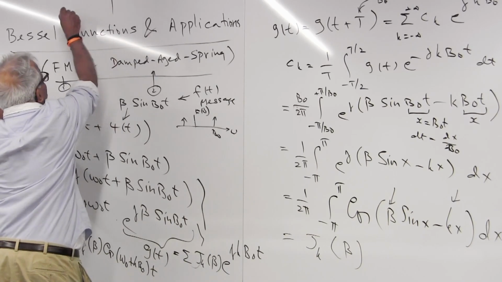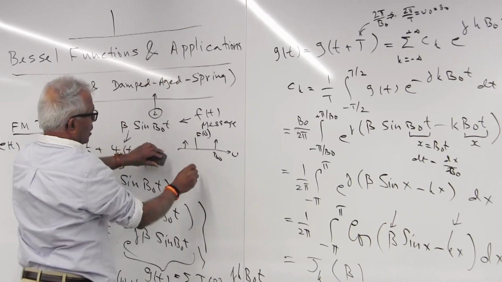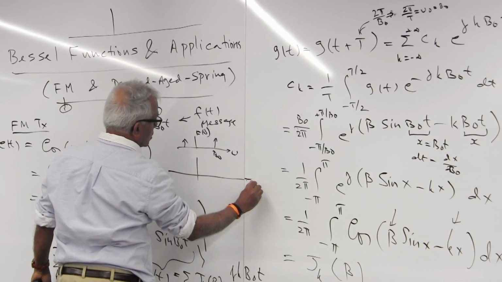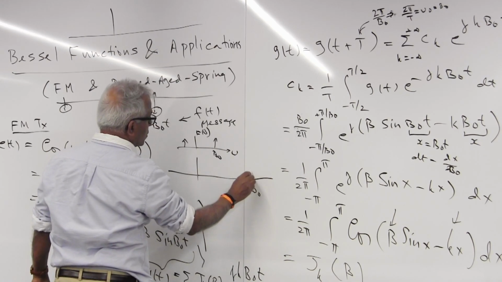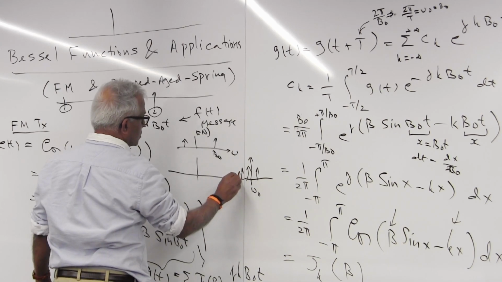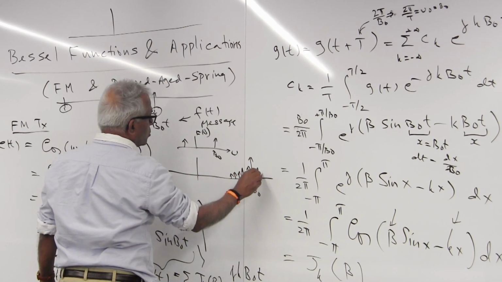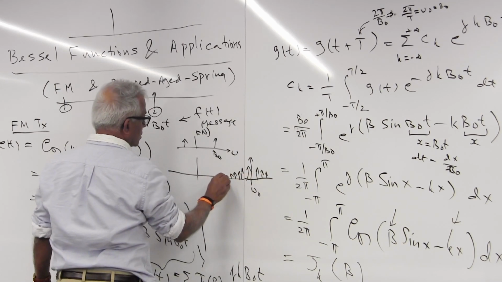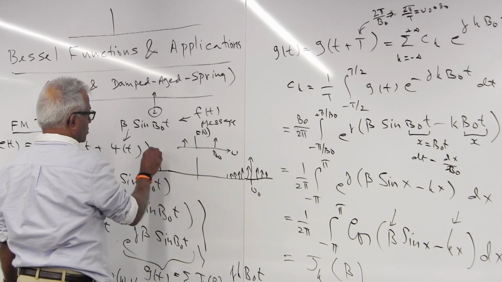If you look at the spectrum, wherever omega naught is, you have a carrier, then you have all the other terms. So the bandwidth explodes, symmetrically on this side also.